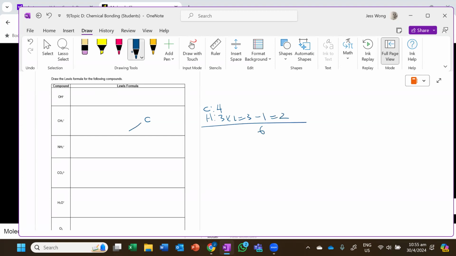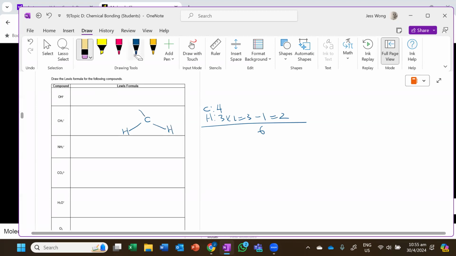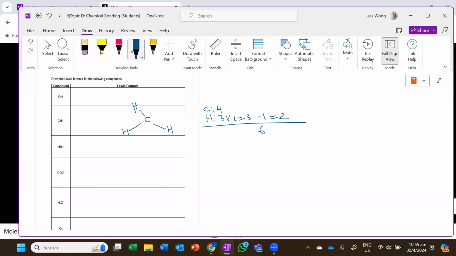So with the 6 electrons, draw something first, and then check how many you have drawn. So take care of the surrounding first. Make sure they have stable configuration. If you have drawn 6, then you minus 6, left 0. That's it. That means this is the shape already, and square bracket and plus.